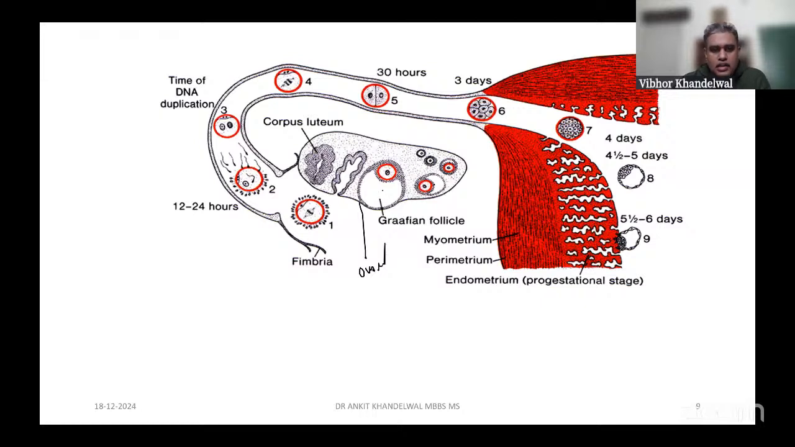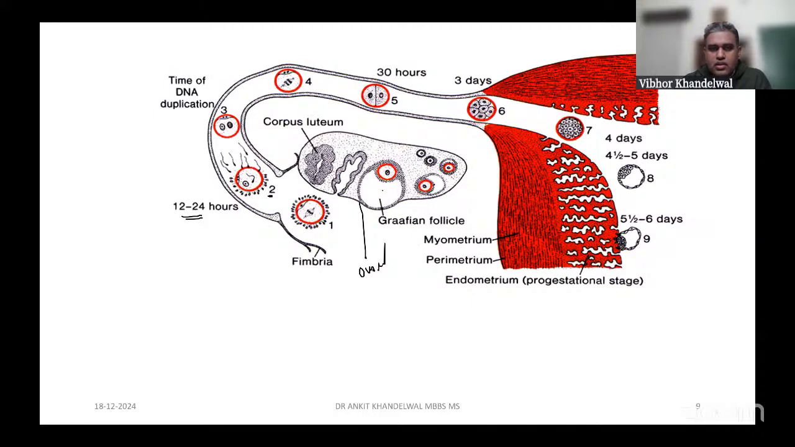Now here the ovulation occurred. Okay, the ovulation occurred over here, and you can see that in the ampulla part we have this fertilization which occurred over here. Within these 12 to 24 hours, what is happening over here? Okay, fertilization in the ampulla part.